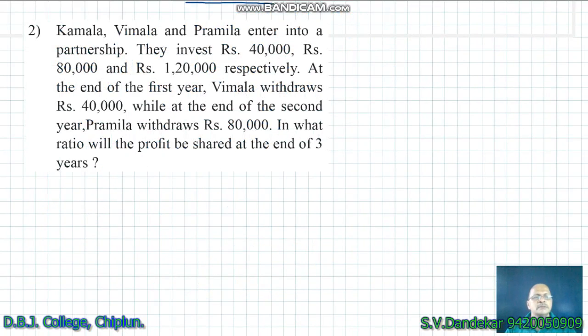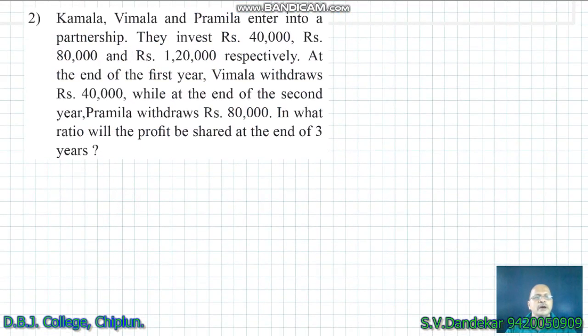Second problem is Kamla, Vimla and Pramila enter into a partnership. They invest rupees 40,000, rupees 80,000 and rupees 1,20,000 respectively. At the end of first year, Vimla withdraws rupees 40,000, while at the end of second year, Pramila withdraws rupees 80,000. In what ratio will the profit be shared at the end of 3 years?